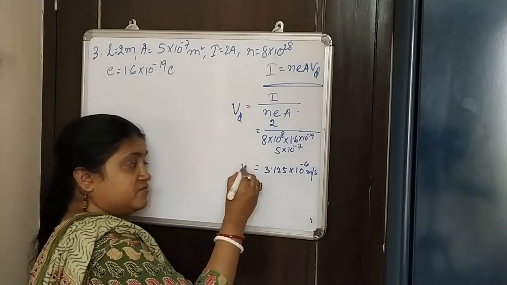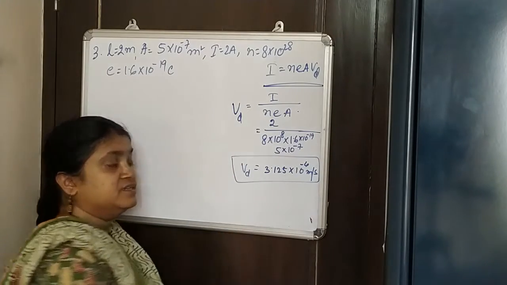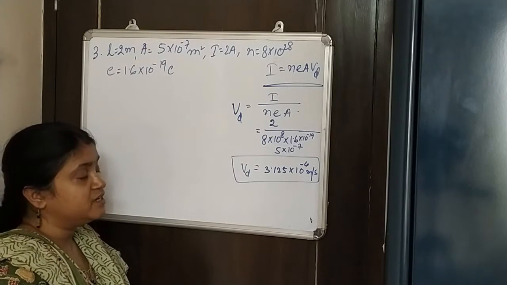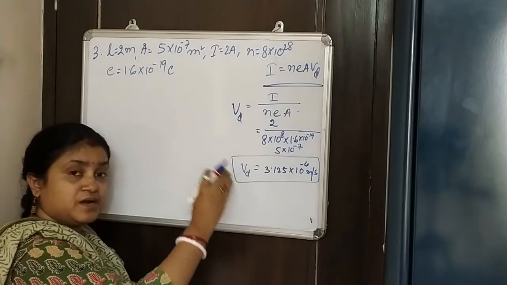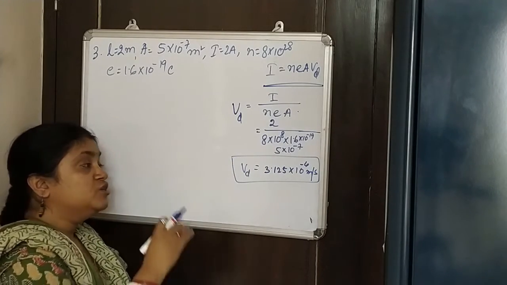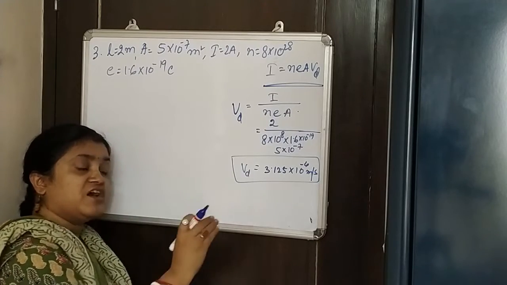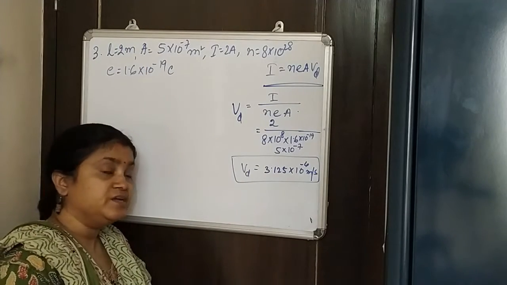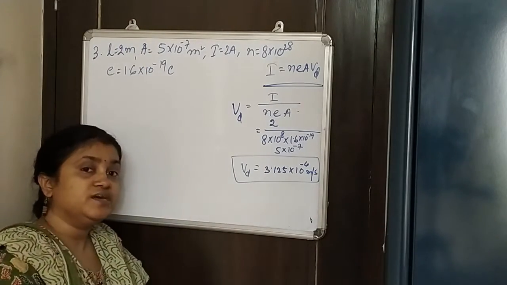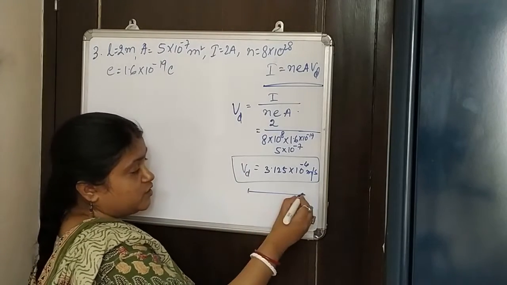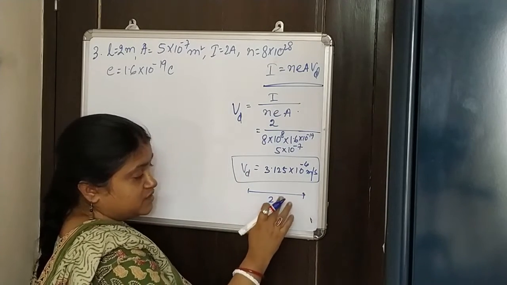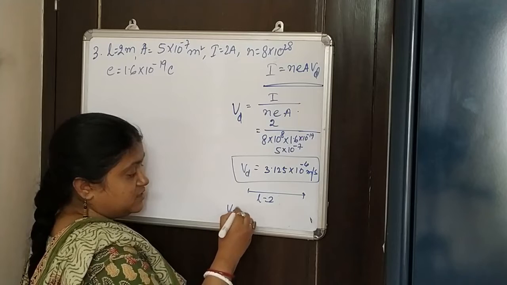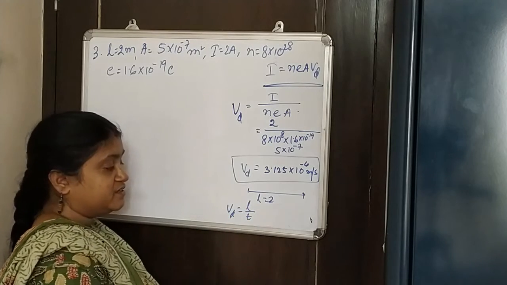So this is the first part of the answer, where I find the drift velocity. The second part of the question is to find how much time it will take for the electrons to travel throughout the wire of length 2 meter, from one end to reach the other end. For the wire, from one end to another end, the length is 2 meter. It is already given. So we know that velocity is length by time. So I need to find the time.